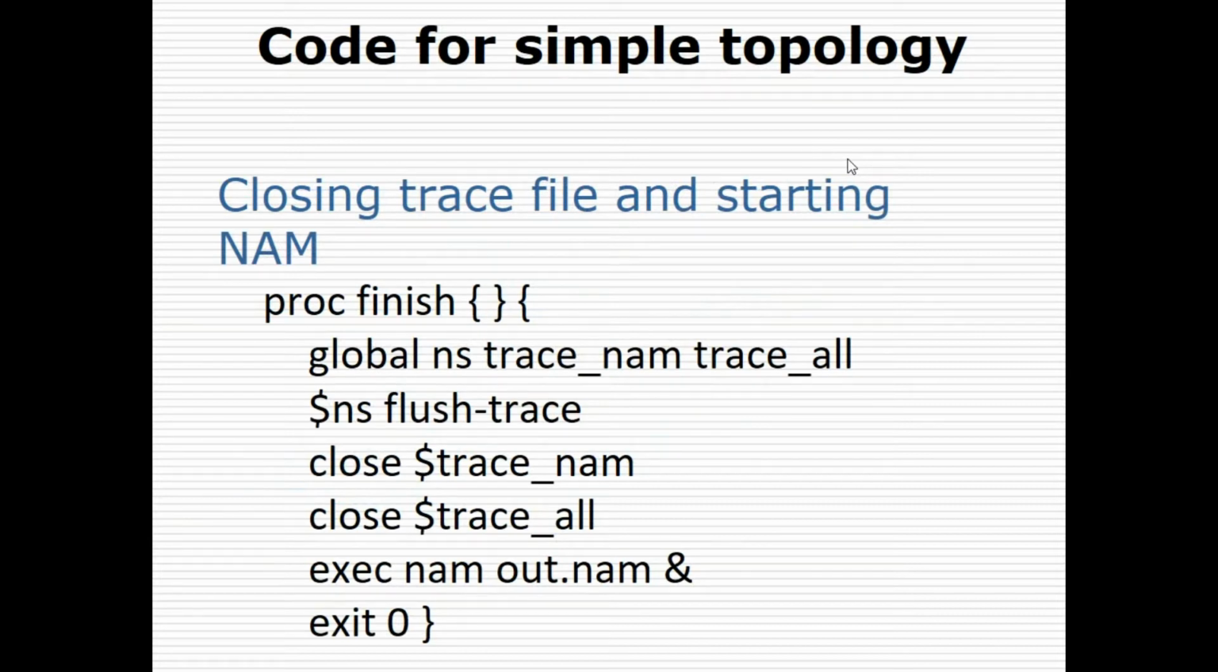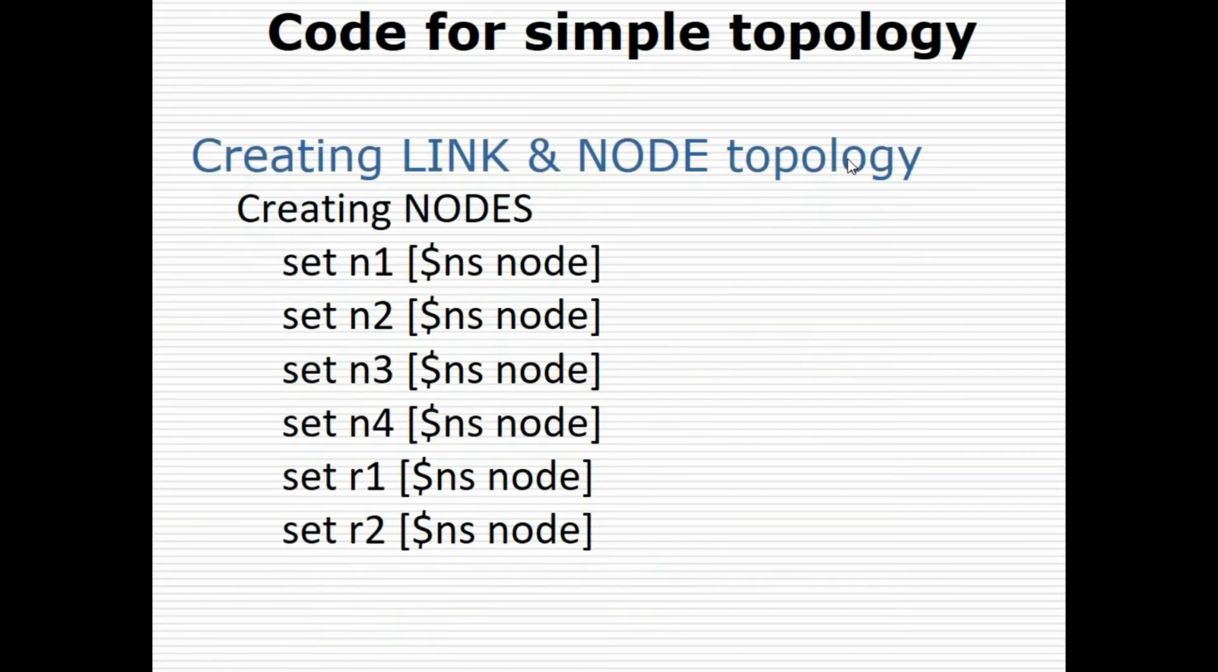So the process is finished, and all this code is there, so I will not read the code. You can pause the video right now so you can see and read the code. Over here we have the simple nodes and topology, which means we create the nodes and we create links between them. You can see over there we have created 4 nodes and we have created 2 routers between them.